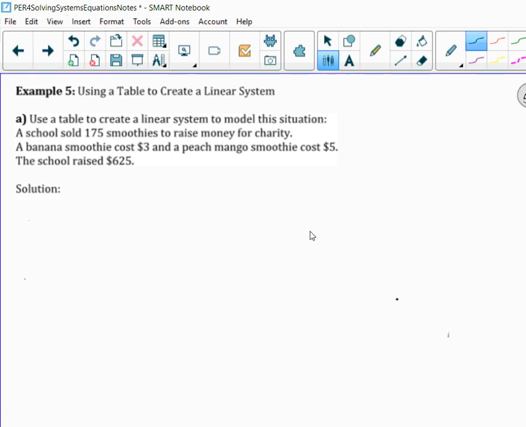It says use a table to create a system to model this situation. A school sold 175 smoothies to raise money for charity. A banana smoothie cost $3 and a peach mango smoothie cost $5. The school raised $625. So I want you to come up with the equation. So they're saying use a table. So what would I put in the table? You saw me erase it already, but what would I put in the table there?